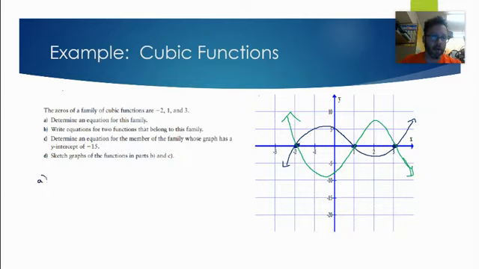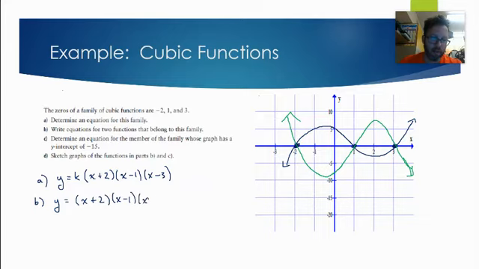So for A, the equation of this family, y equals k, any leading coefficient. And then because of our 3 zeros, we have 3 factors: x plus 2, x minus 1, x minus 3. And for B, again, it's just choose. I'm not going to write down more than 2 here. You just pick any k value. K equals 1 is an easy one.